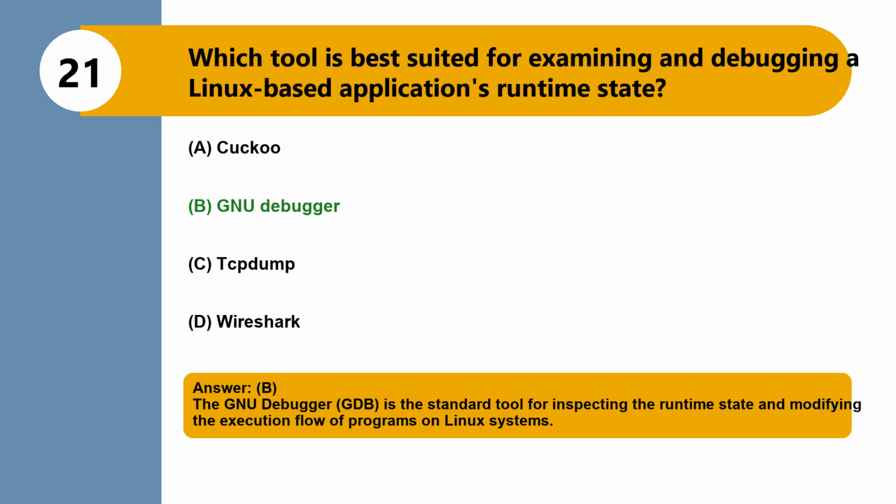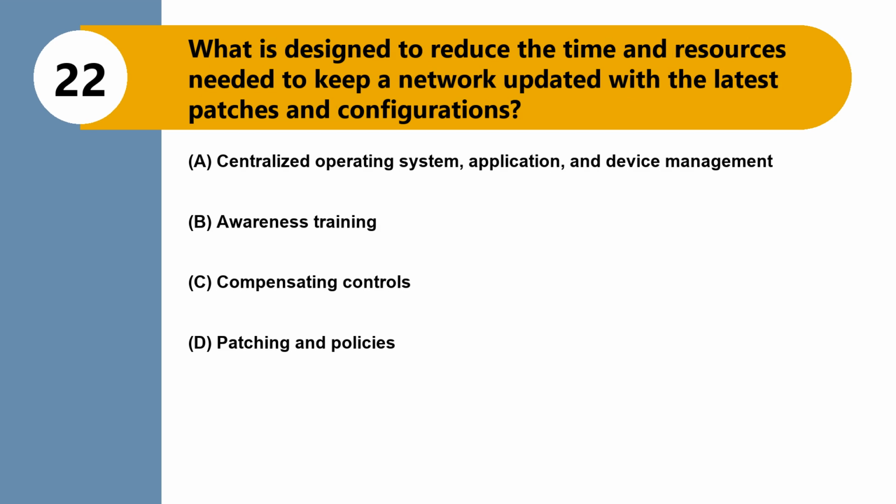The GNU Debugger, GDB, is the standard tool for inspecting the runtime state and modifying the execution flow of programs on Linux systems. Question 22. What is designed to reduce the time and resources needed to keep a network updated with the latest patches and configurations? Option A, centralized operating system, application, and device management. Option B, awareness training. Option C, compensating controls. Option D, patching and policies. The correct answer is option A, centralized operating system, application, and device management.